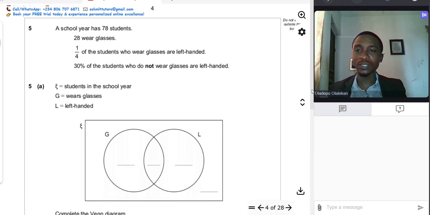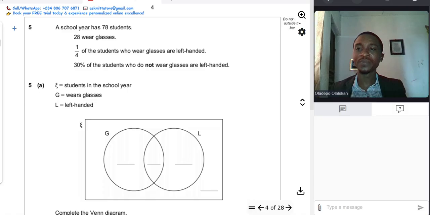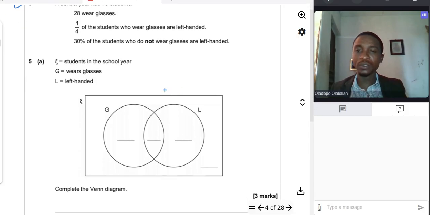So let's take this question 5 as our assignment. Let's try this. A school year has 78 students, 28 wear glasses. 1/4 of the students who wear glasses are left-handed. 30% of the students who do not wear glasses are left-handed. So the question reads 5A: find the universal set, the number of students in the school year.